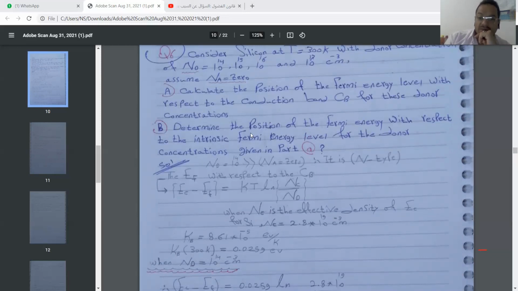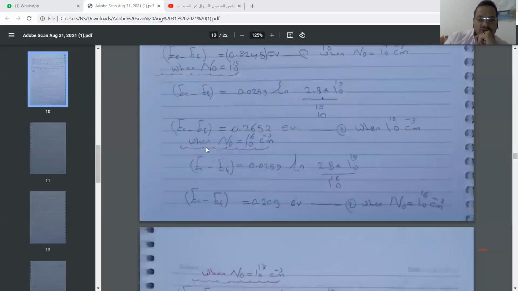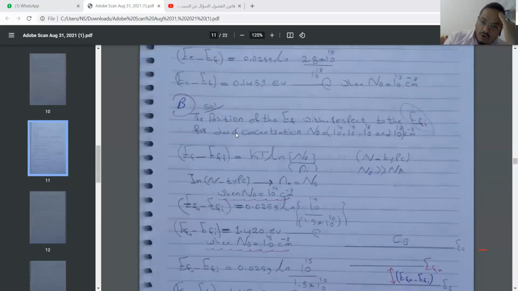Determine the position of the Fermi energy with respect to the intrinsic Fermi energy. Here the intrinsic level, as the last requirement was the conduction band. We must note this so that we can calculate and write our solutions rightly, okay? Determine the position of EF with respect to the intrinsic level EFI for the donor concentration. Let's solve it together. The position of EF with respect to the intrinsic Fermi level EFI for the donor concentration, here with many results of ND.